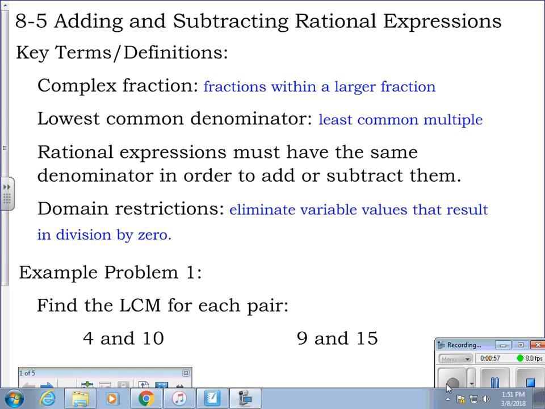Domain restrictions, we need to eliminate the variable values that result in the division by 0. We really talked about that a lot on Tuesday. It's still going to hold true today, but not nearly as strongly, but it's still something we need to pay attention to. And so our domain restrictions, like I said, can't have 0 in our denominator.